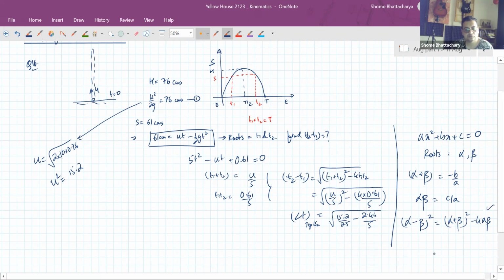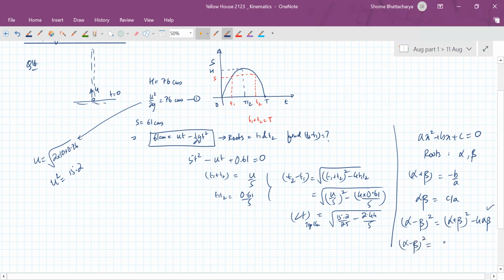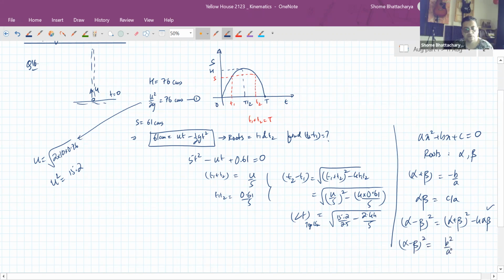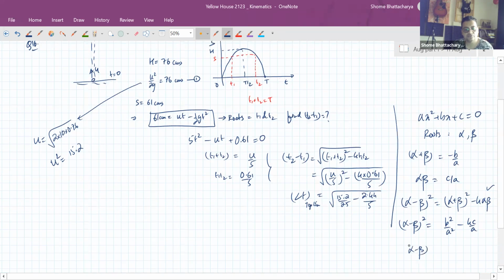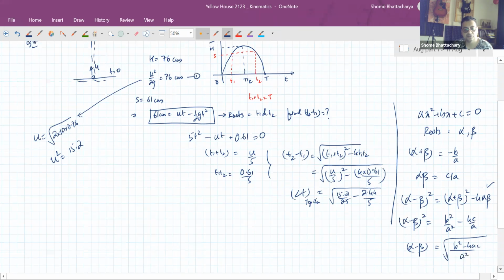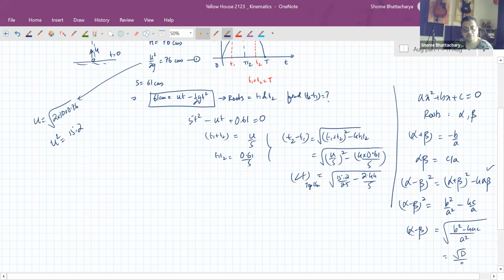Yes, I understand the difference of the roots whole square. This is a trick you can use. Actually there is a formula like this also. Difference of the roots comes out to be square root of b square minus 4ac divided by a square. So it is square root of discriminant divided by a. You can also think of it like a formula.